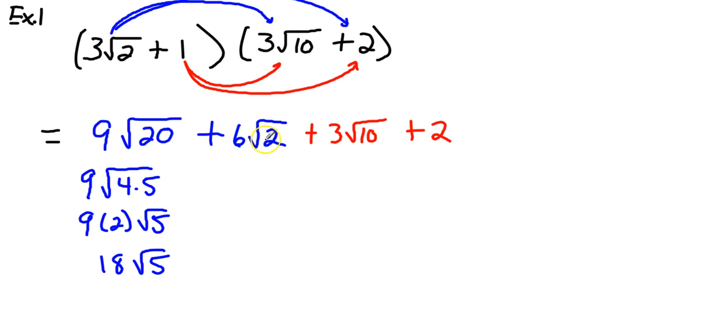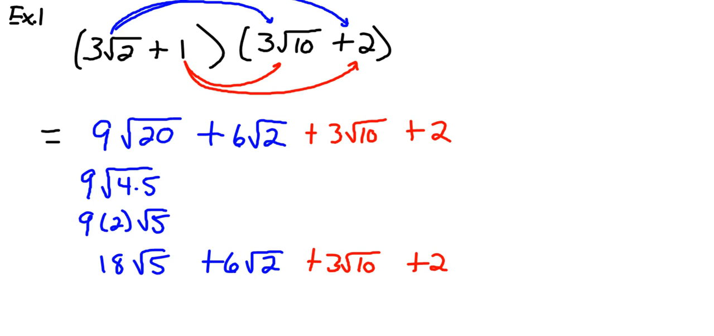All right, 6 square root of 2. You cannot break the square root of 2 down, so it's just going to stay 6 square root of 2. Square root of 10, that's another one of those that, yeah, you can take 10 and break it down as 5 times 2, but you don't have any perfect square roots. There's no pairs. So that 3 square root of 10 is all you can do with it. And then the 2 is a whole number, and so there's nothing to do with that one.